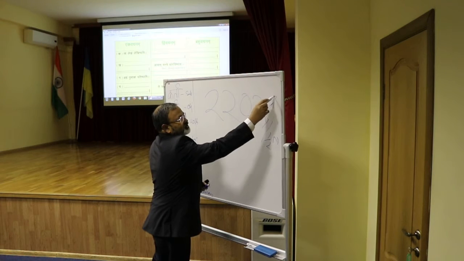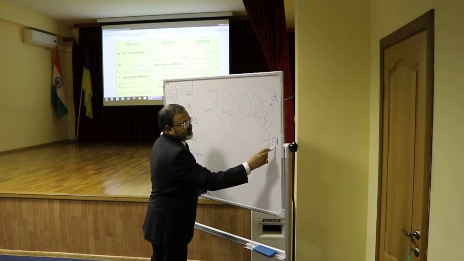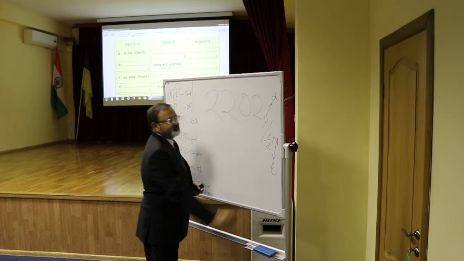Yojan is an ancient unit of distance and nimish is an ancient unit of time.